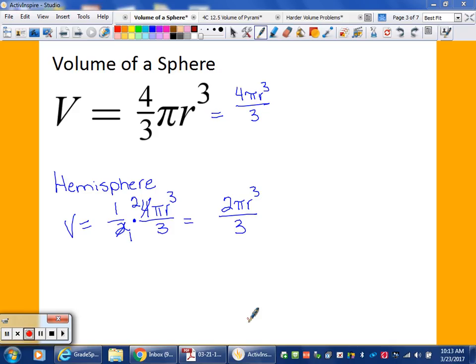Today we're going to cover volume of spheres. This is by far the easiest volume to calculate because all you really need to know for the sphere is the radius of the sphere, and you can use the formula 4/3 pi times the radius cubed.